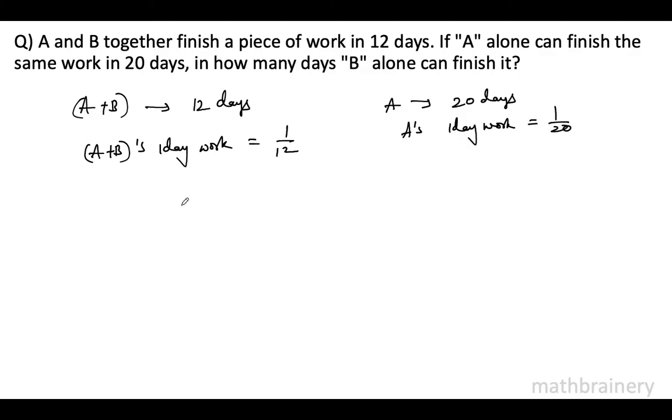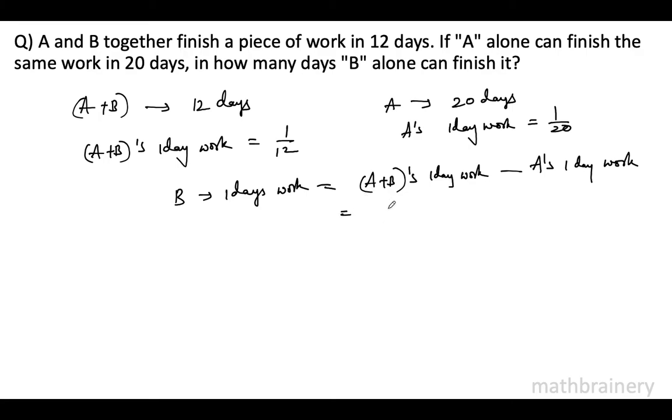Then B's 1 day work must be this A plus B's 1 day work minus A's 1 day work, isn't it? Now what is A plus B's 1 day work? It is 1/12 minus A's 1 day work, which is 1/20. 1/12 minus 1/20 is 1/30. So B's 1 day work is 1/30. So B can do the work in 30 days. Let's look at the next question.